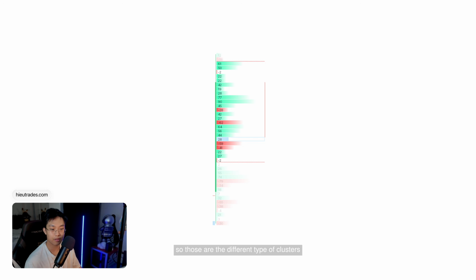So those are the different types of clusters. And to conclude, it's showing you how many transactions were successfully facilitated at a specific level. Certain cluster types will compare how many successful transactions were facilitated on the buy side in comparison to the sell side. And that is giving you a good picture of who is in control at those specific levels.